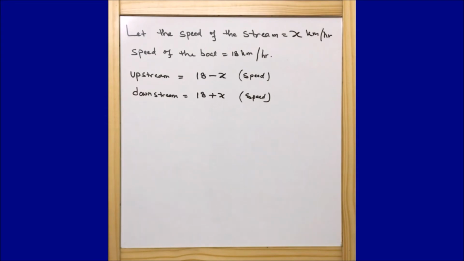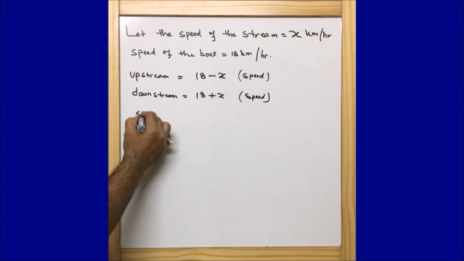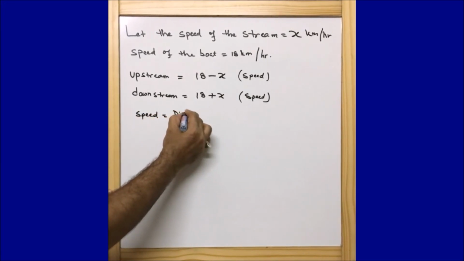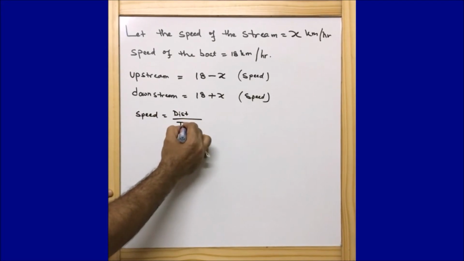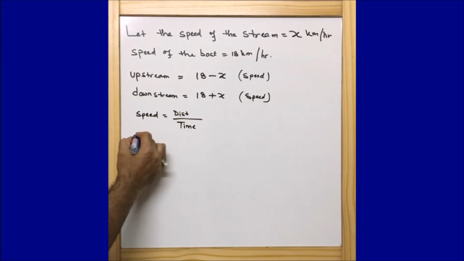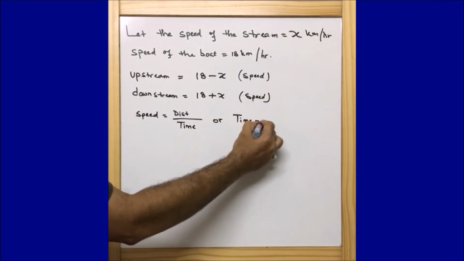Now guys, as per the question, we know that speed is equal to distance by time. We very well know that speed is equal to distance by time, or in other words I can say time is equal to distance by speed.